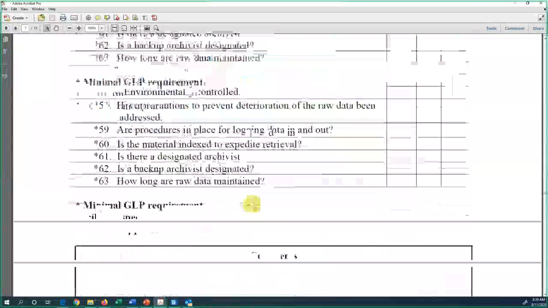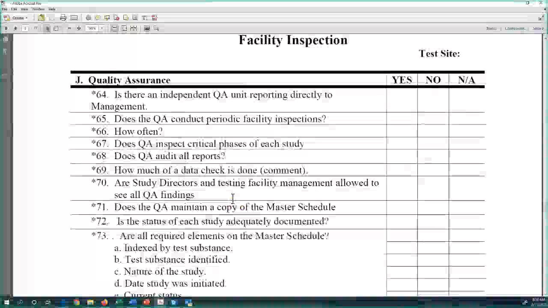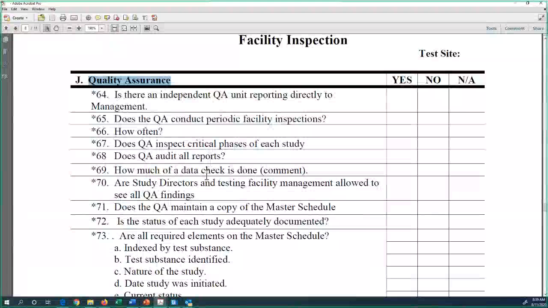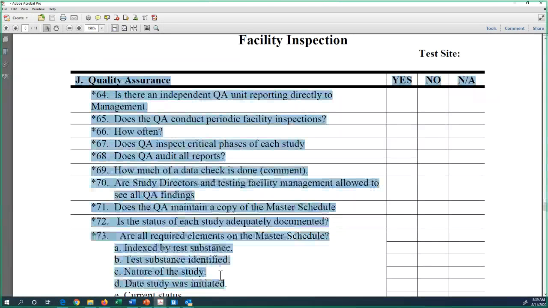Okay, then quality assurance. Now this is a tricky one because when an inspector comes to any facility, normally you don't inspect the QA unless there's a reason. So you don't want to have QA findings there to affect what the inspector is doing in the inspection. So this part is typically empty, depending on the situation, unless you have a reason.